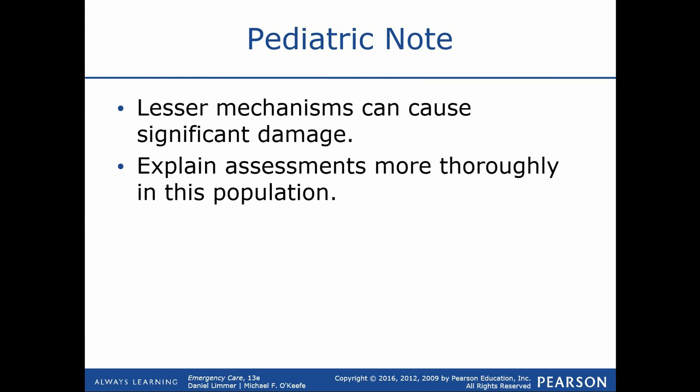With kids, keep in mind that the mechanism of injury for an adult, the severity of that mechanism, does not have to be anywhere near as intense for a child to develop the same severity of injuries. So again, what would be a minor impact to an adult could be a very severe impact for a kid.